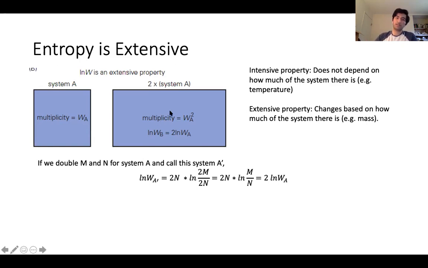And then to show that entropy is an extensive property, what we can do is just double system A. So now we have double the number of empty boxes, double the number of molecules. And then if we calculate the entropy of this new system A prime, you work through the math, you see that you get 2 times the original entropy. And remember that because we're applying Stirling's approximation, this calculation is only valid if we're assuming large M and large N, and also that M is much larger than N.